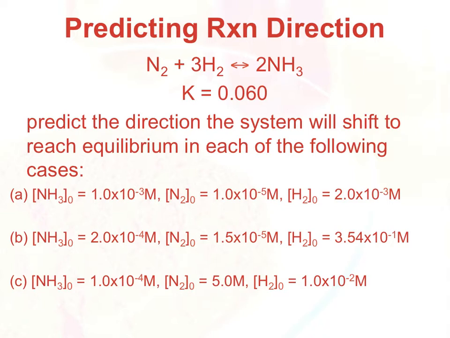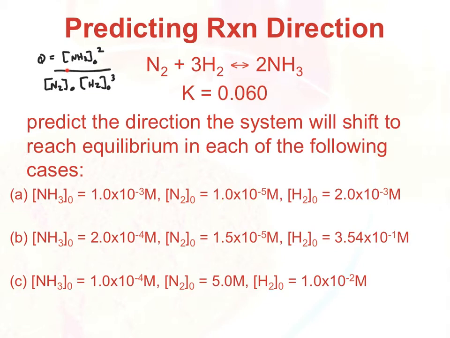The first thing we want to do is write our reaction quotient expression. Notice I've written this expression with respect to initial concentrations, but I've written it in the same way that I would for my equilibrium expression. Now I'm going to be utilizing the initial concentrations that they've provided in each of these problems to solve for Q for each one of these cases.